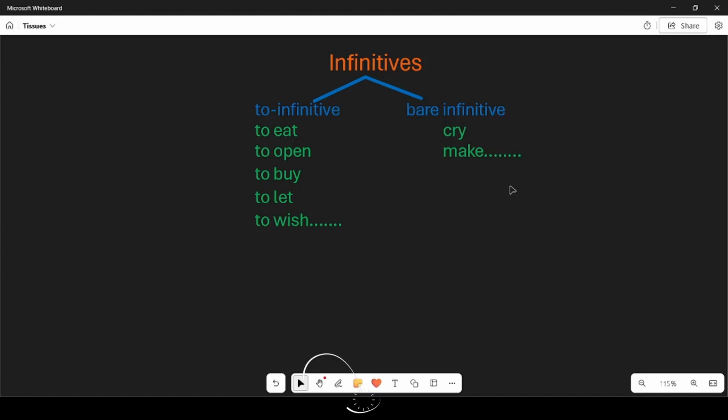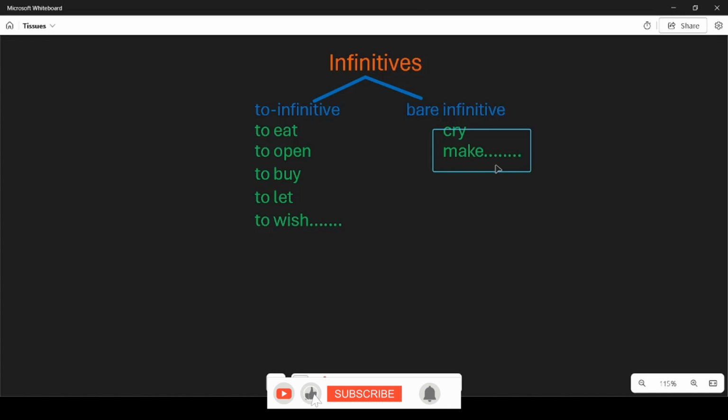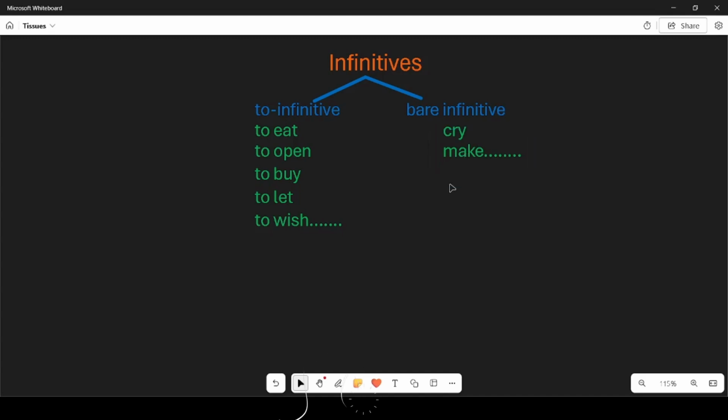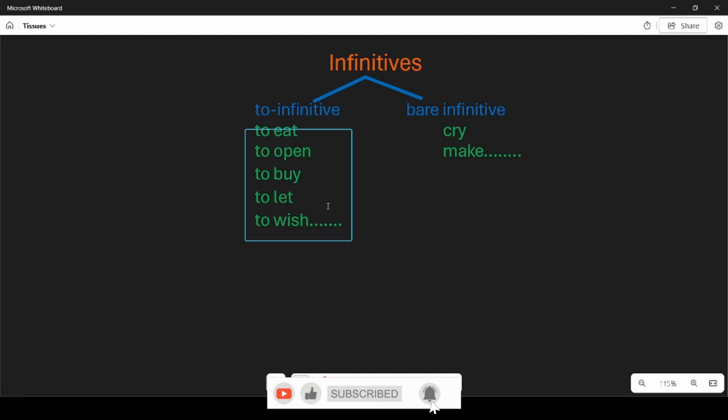Sometimes it's kind of hard to differentiate, like how do you know if this is a bare infinitive? How do I know if it's an infinitive itself? We'll discuss that later. So that's about the infinitives. Wait, we didn't discuss in detail about to infinitives. Let me do that.